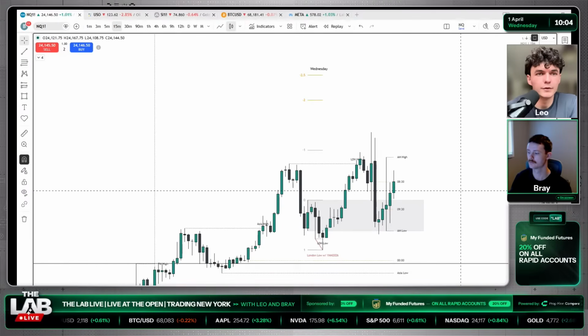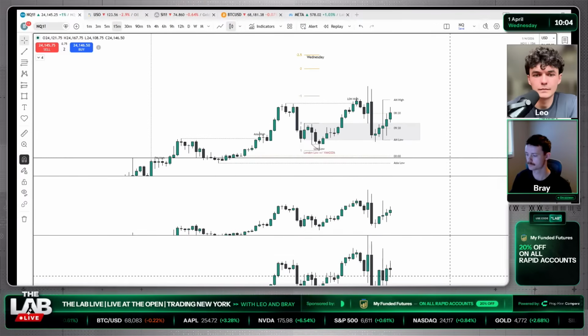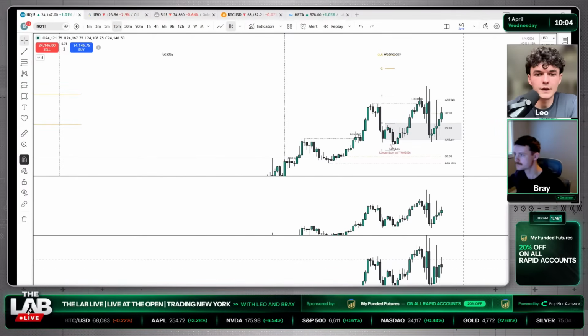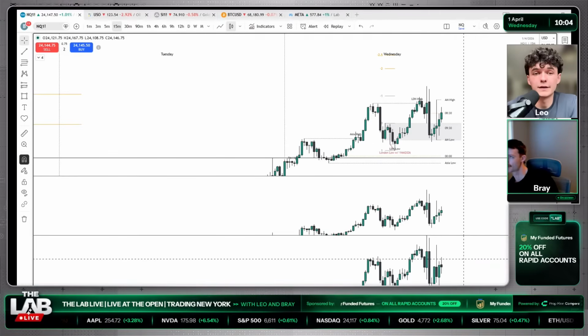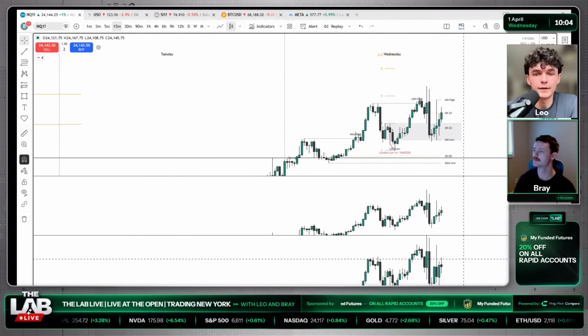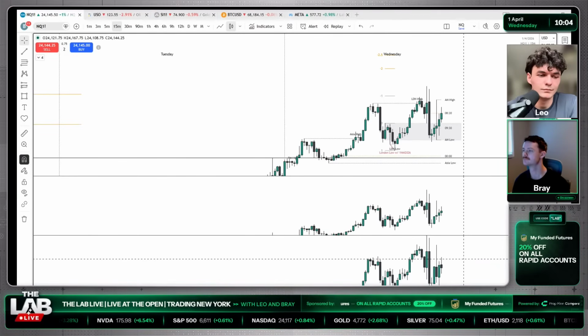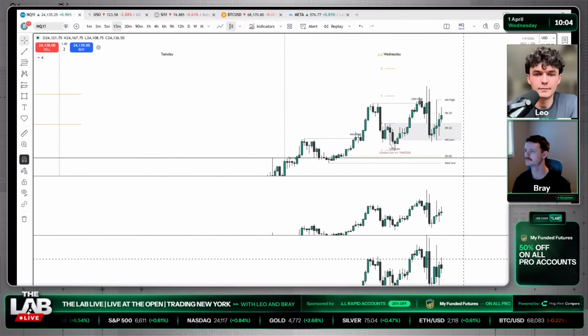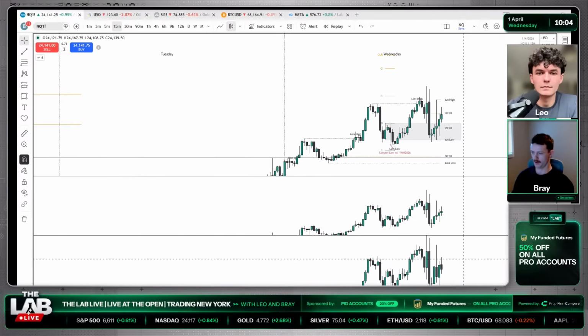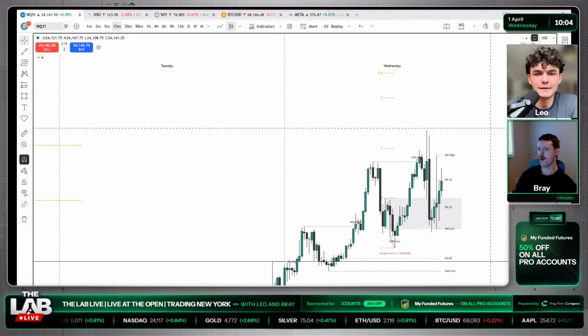Curious to see how we react to this inversion fair value here. Not a lot of sauce in it either. This is a very good exercise to be patient right now. 1000%. 1010%. No dice.